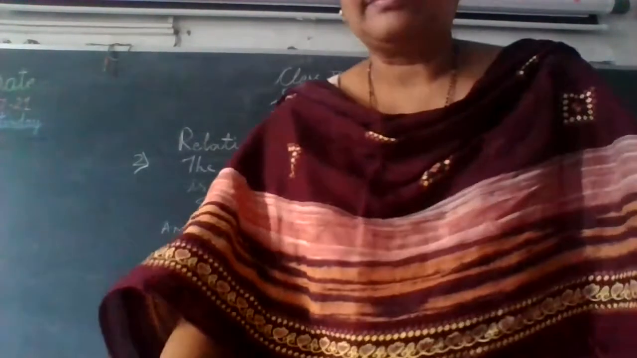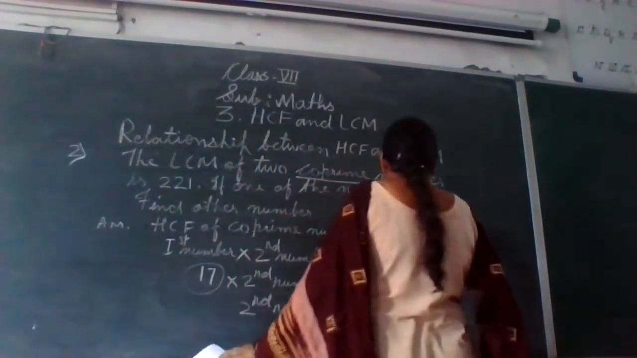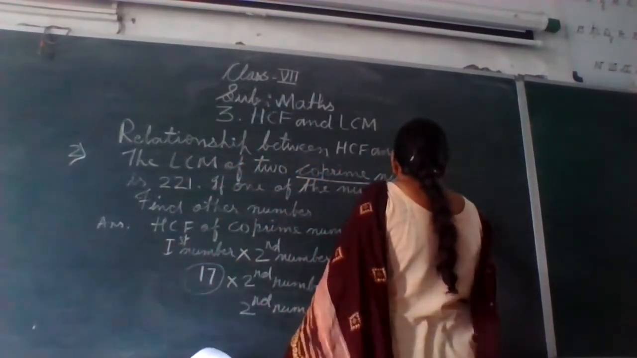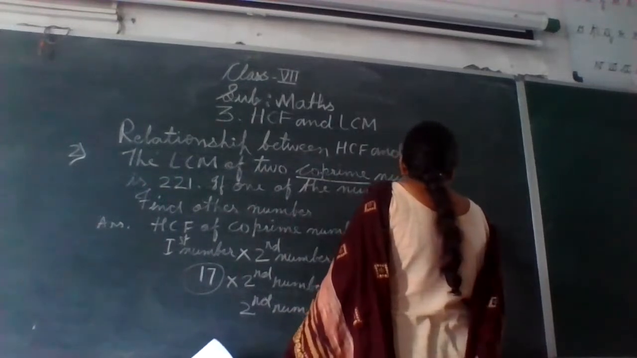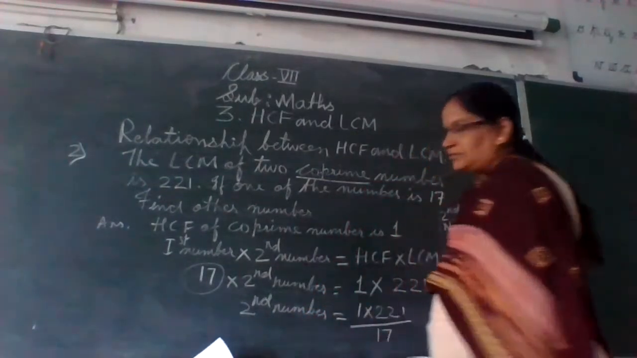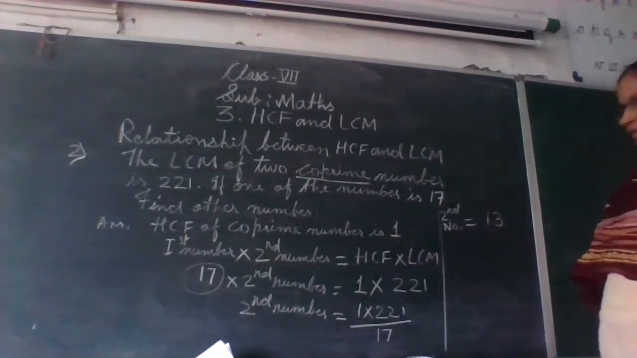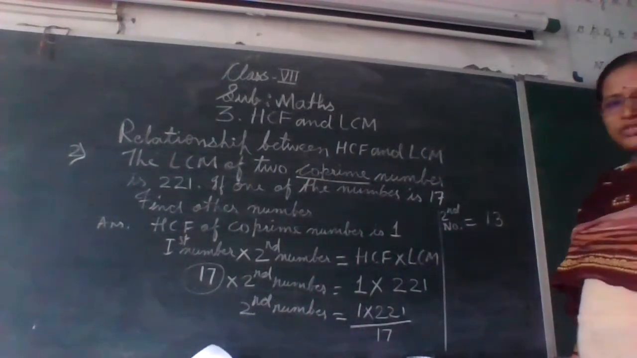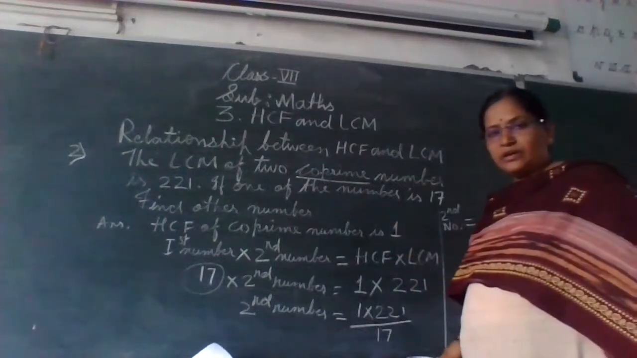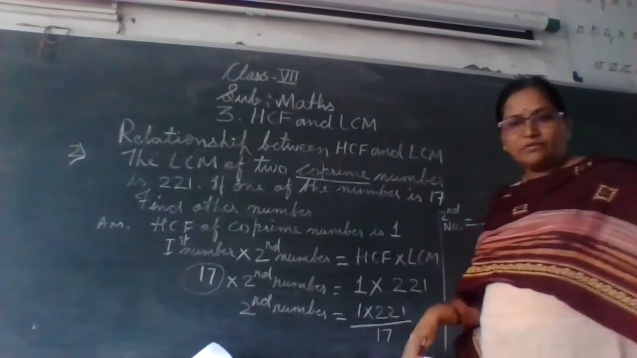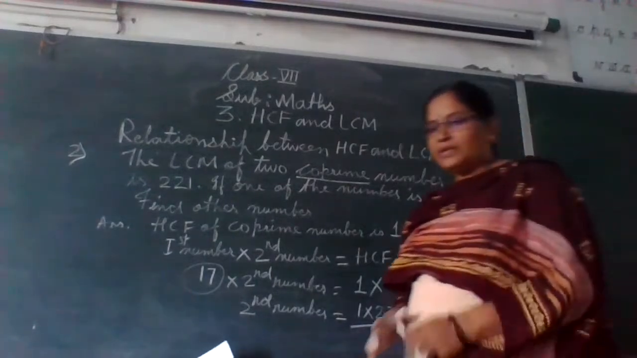See the answer. So the second number equals 13. After dividing this, we will get 13. Okay. So in this way, you can get any of the numbers, or LCM or HCF, by applying this relationship. Got it, beta?